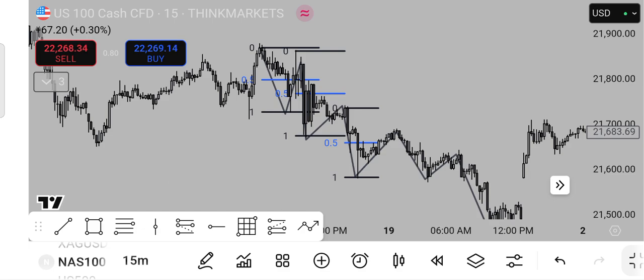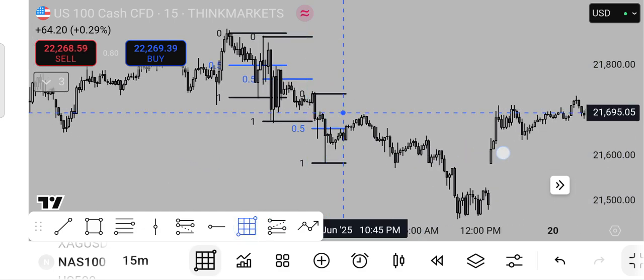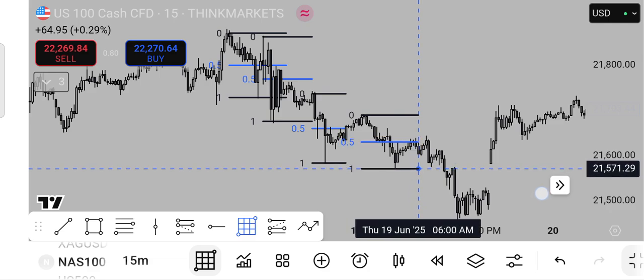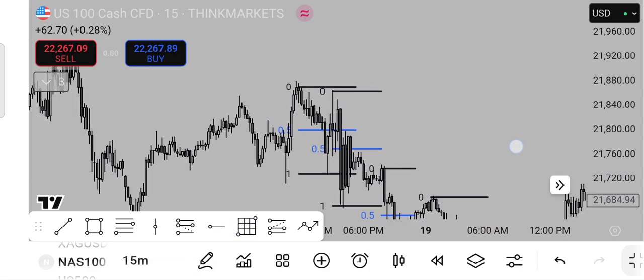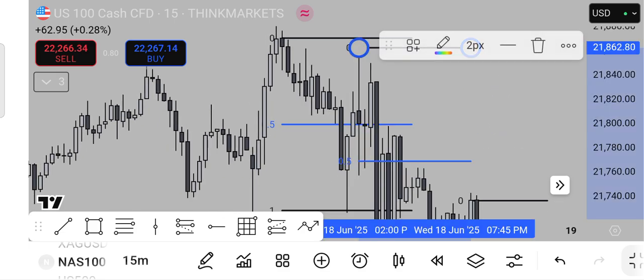You can see this. I will erase this so you can see this. This is also. This is so simple. You can see that. Let me erase this.